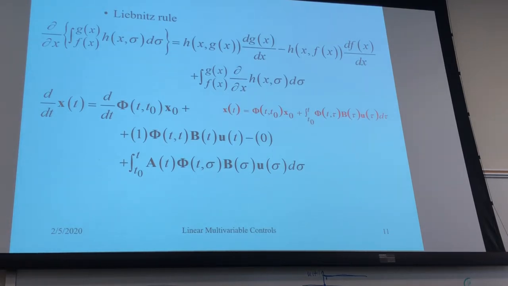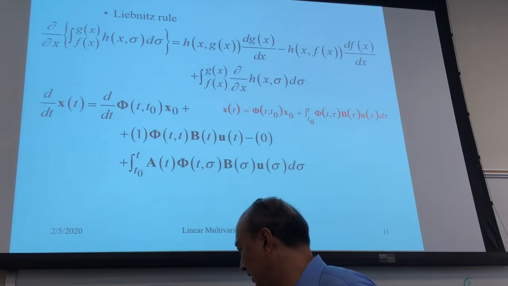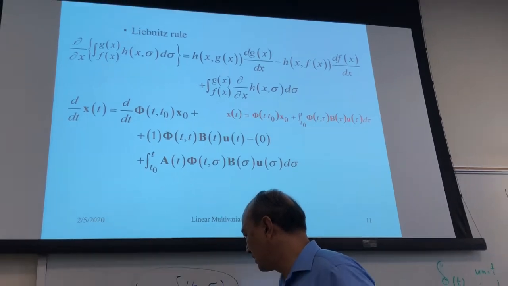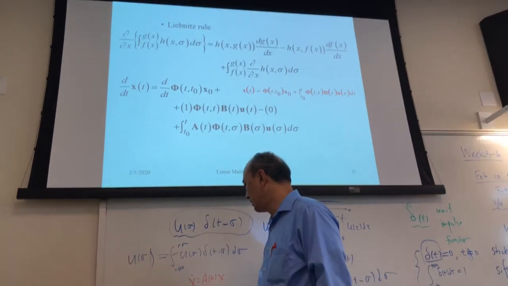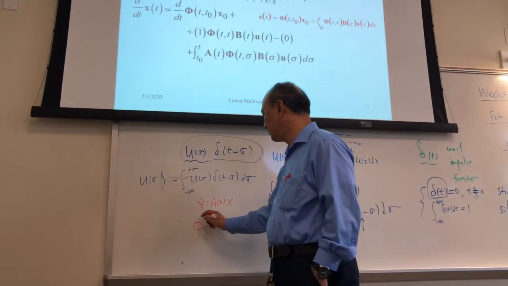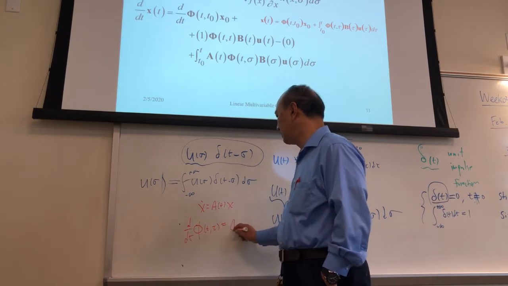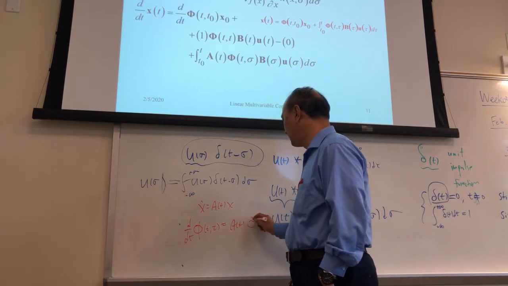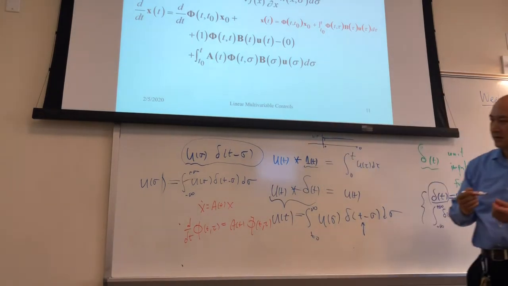So let me repeat. We are talking about x dot is A x. So the state transition matrix also satisfies d/dt Φ(t, τ) = A Φ(t, τ). So exactly like this.